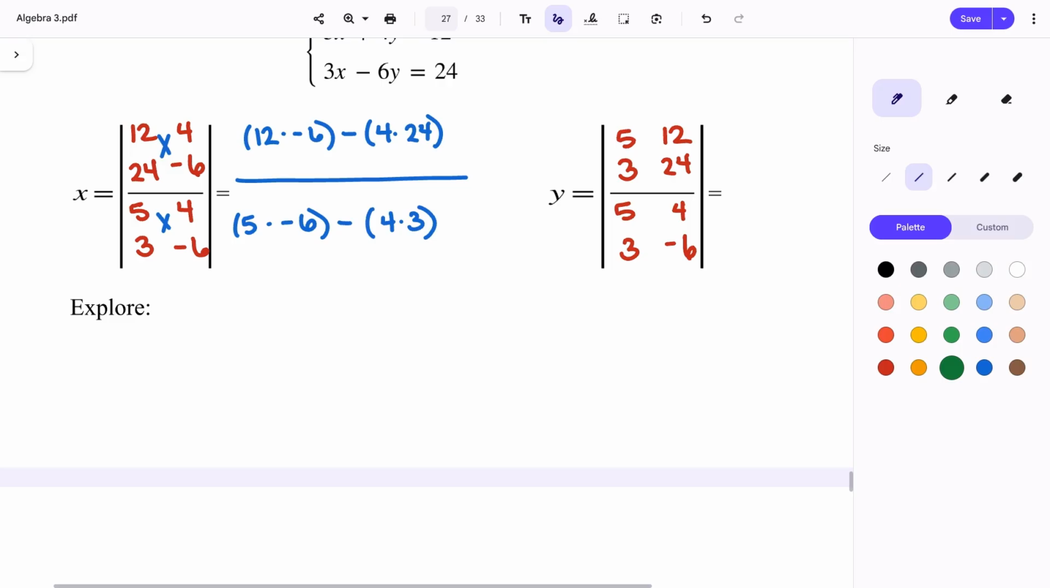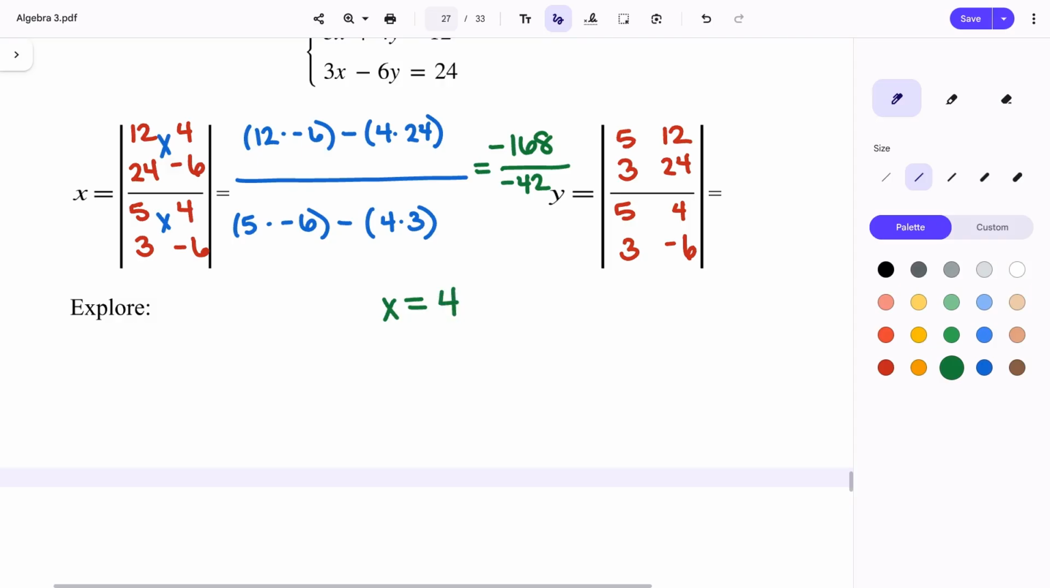So on the top, when I do this, I think I have written down anyway that I got negative 168 when I cross multiplied and subtracted. And then on the bottom here, this would be a negative 30 minus a 12. So that becomes negative 42. So then we just take negative 168 divided by negative 42. What do we get? 4. So x is 4.